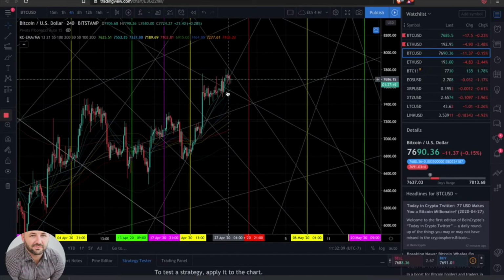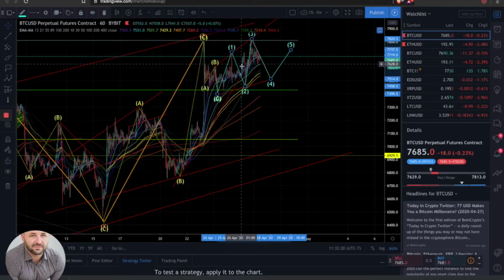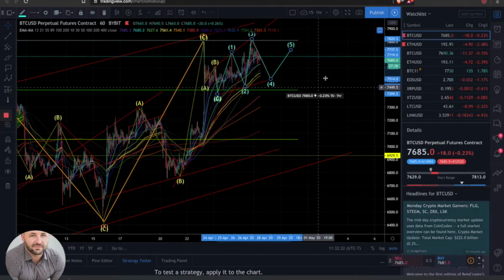I'd probably like to see us consolidate sideways. Again, I am fairly bearish just with the overall resistance that is above us. Now we can absolutely blast through it. We've done it before, but based upon everything else that I'm looking at, I am looking for a pretty major correction to the downside.